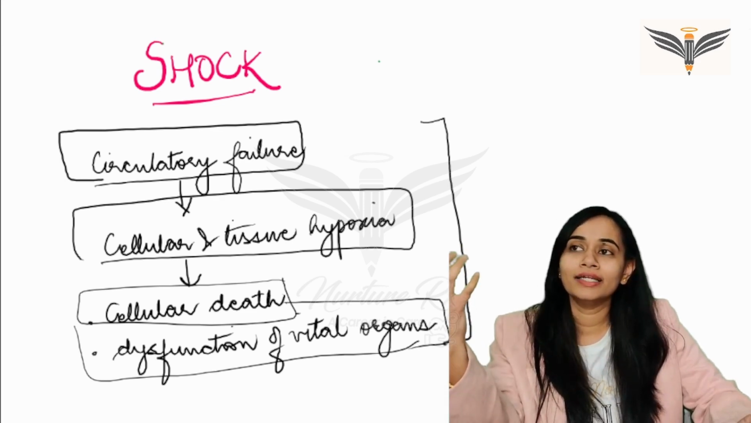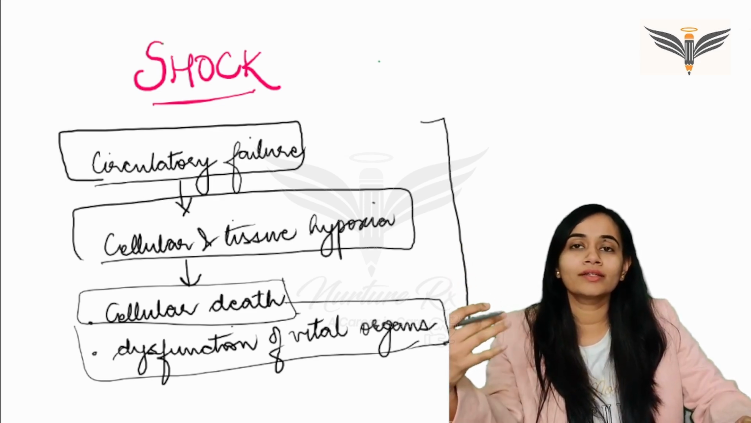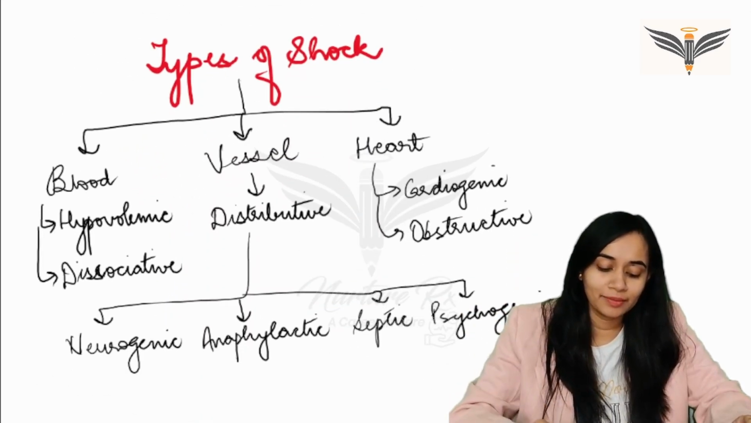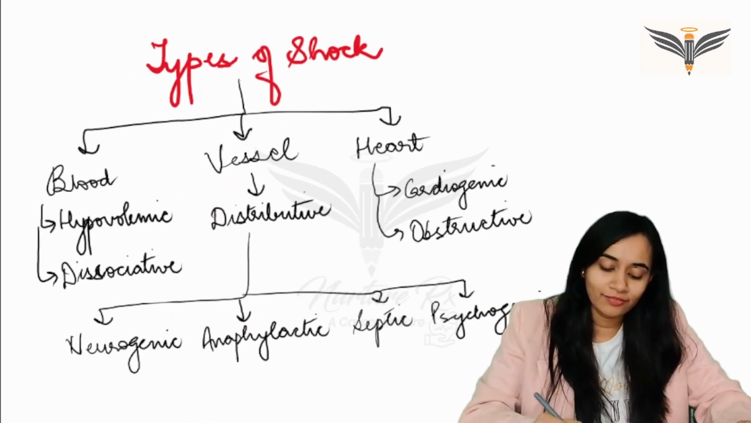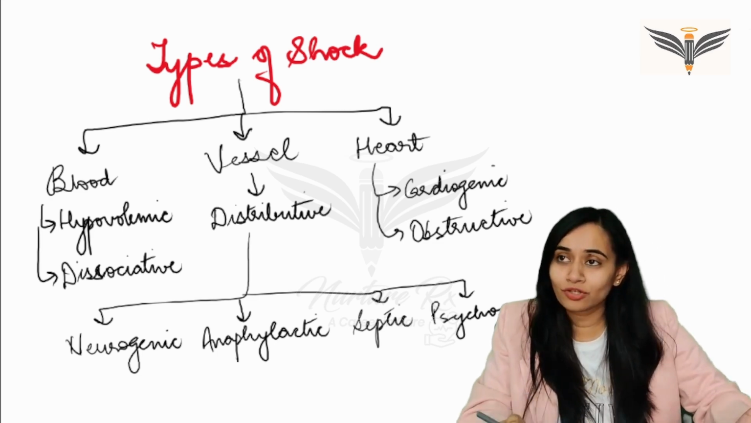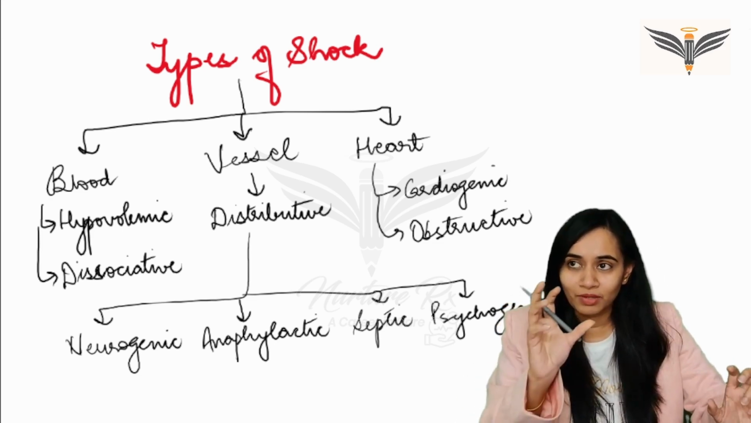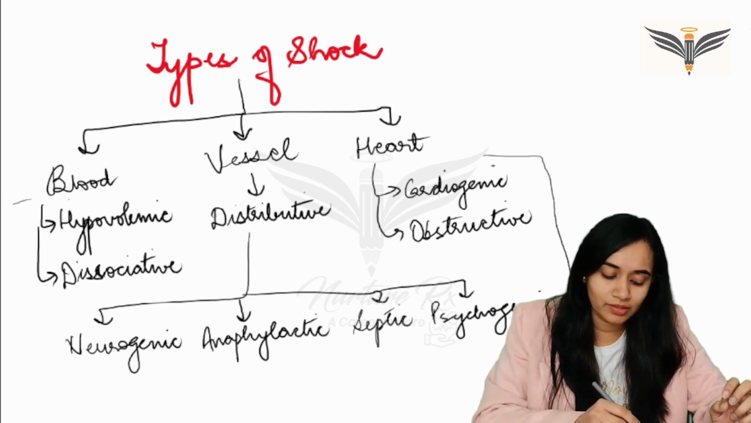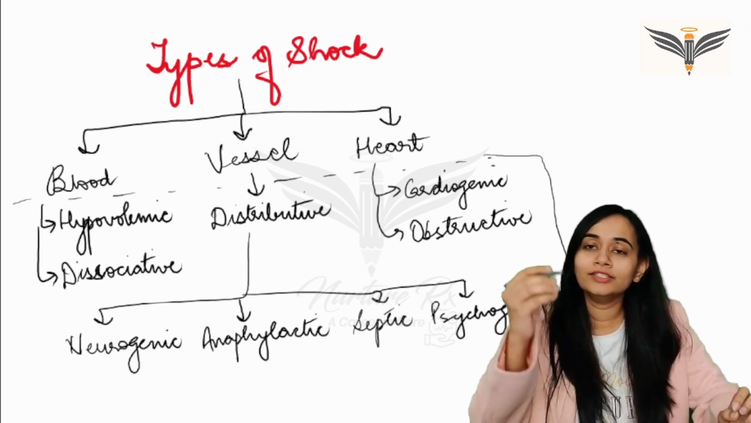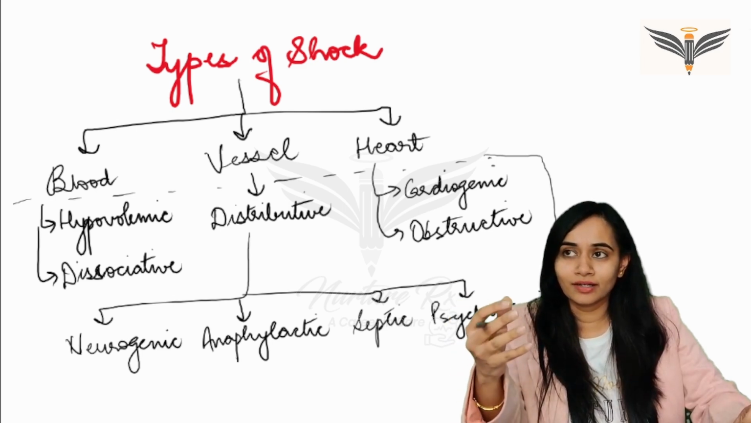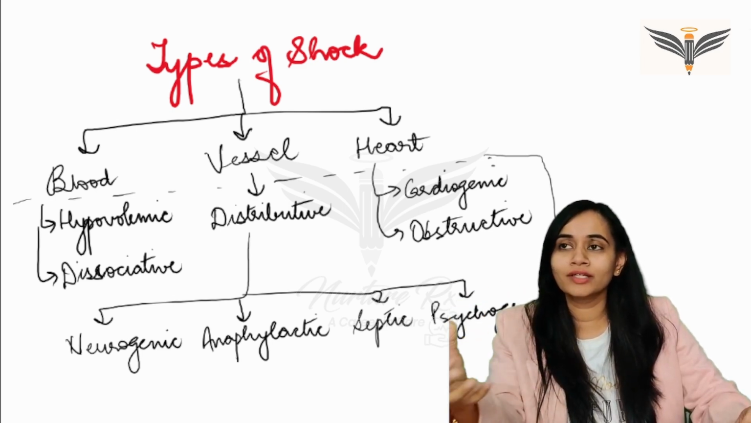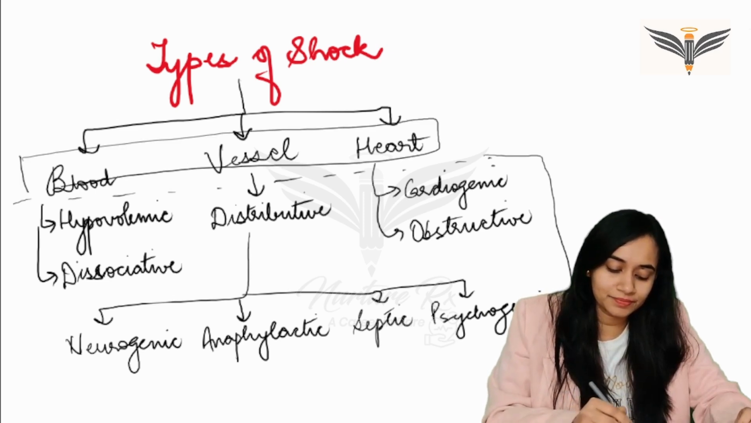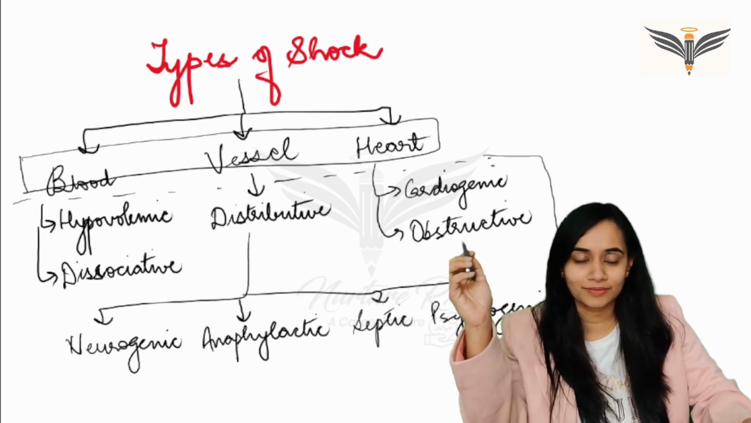Now, the next thing that you need to know is the types of shock. Usually whenever you see a table of types of shock or the classification as a flow chart, it starts from here. Just to make it easier to remember the pathology of all the types of shock, I have added one extra line here. So I'll tell you what happens.